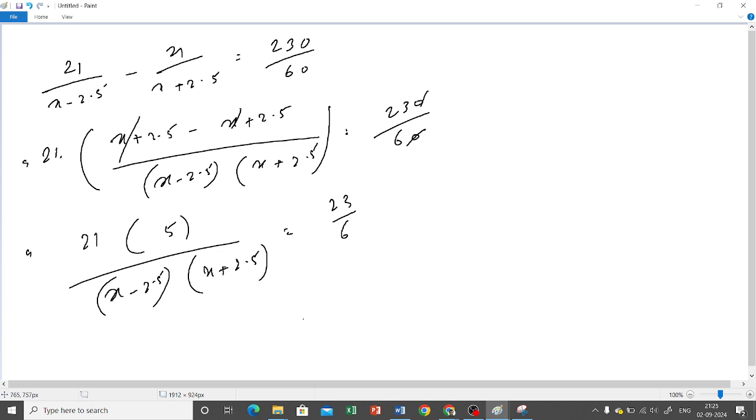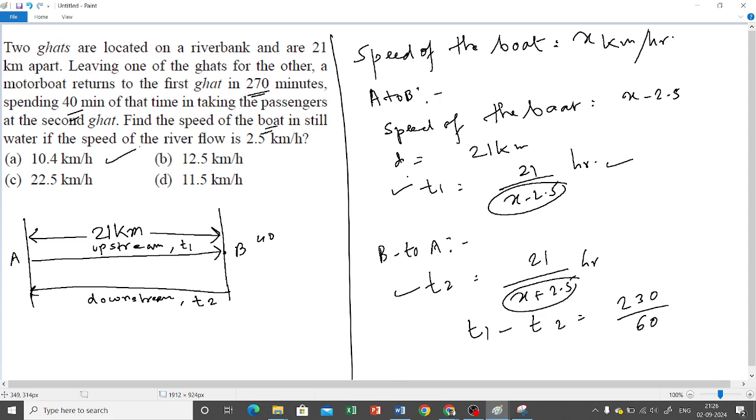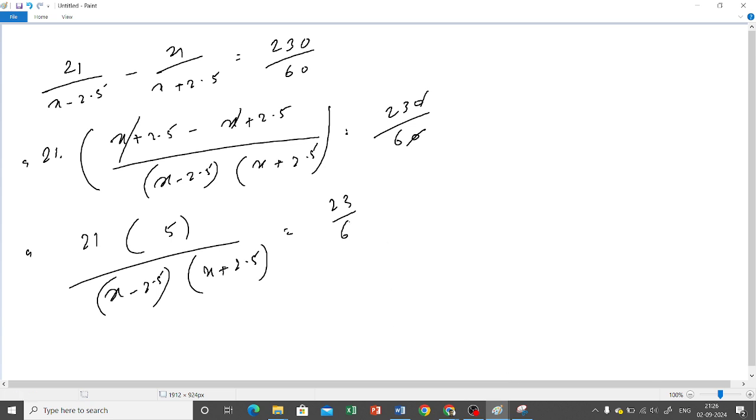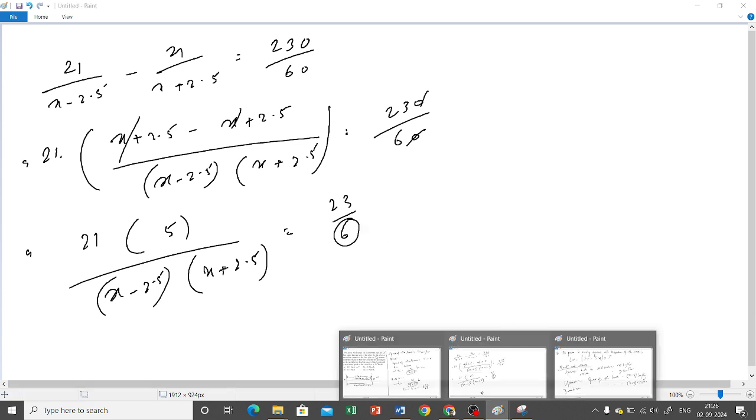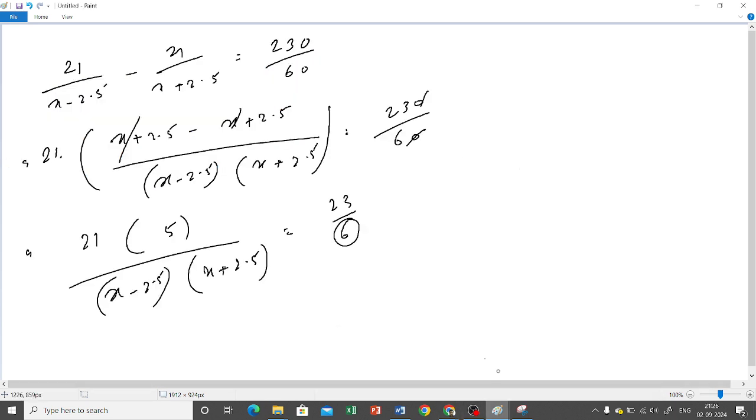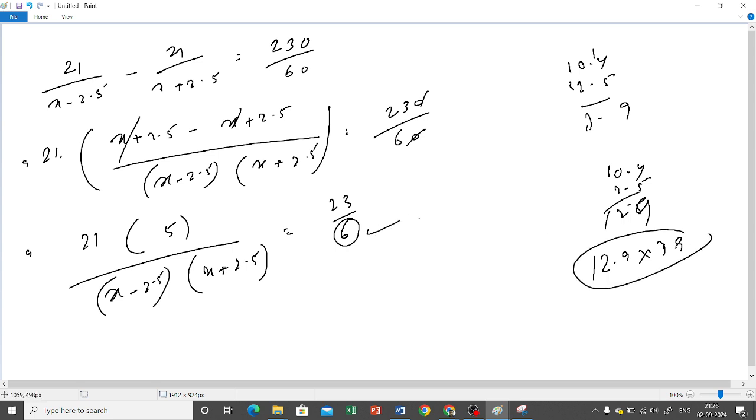Okay, now again I'm going to use the option method. Let me go with 10.4. Thing to note, I have divided by 6 over here. If I use 10.4, 10.4 minus 2.5 is going to give me 7.9, and 10.4 plus 2.5 is going to give me 12.9, right? So in the denominator I have 12.9 into 7.9. Under no circumstances will I get 6. So option A is not the right answer.